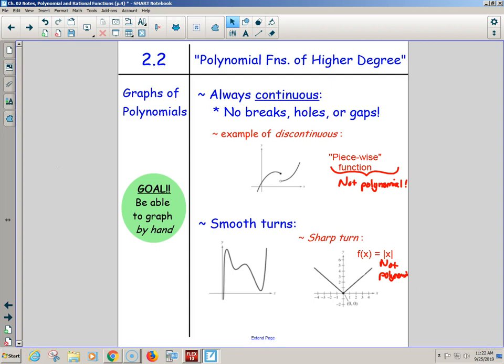So the very first thing I want you to know about any graph of a polynomial, working up to those really big ones at the end of the section, yes, I know, shout out to Mrs. Leon, is, oh, I don't call them those anymore.